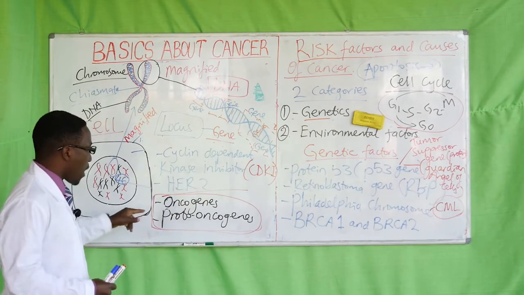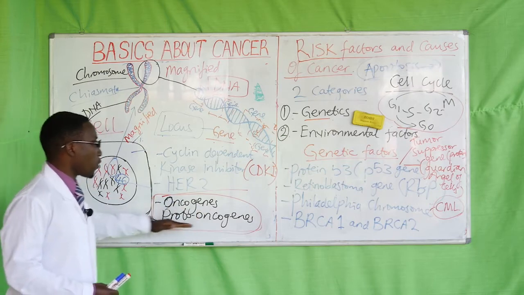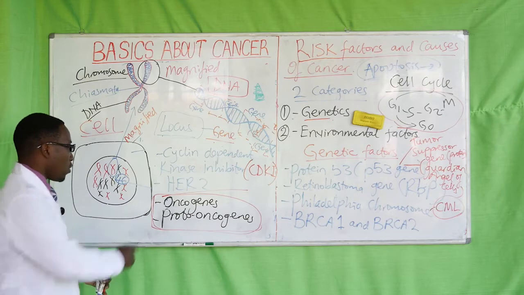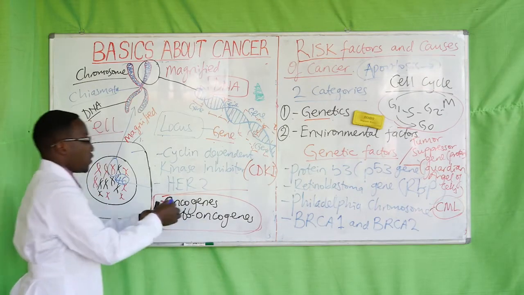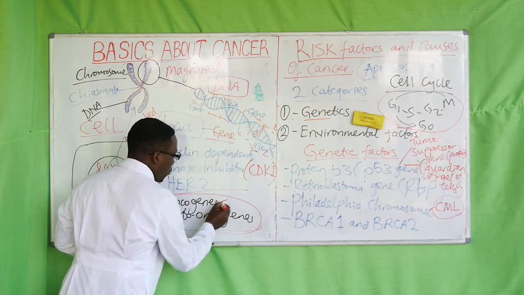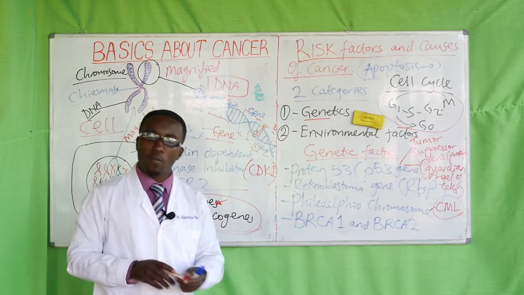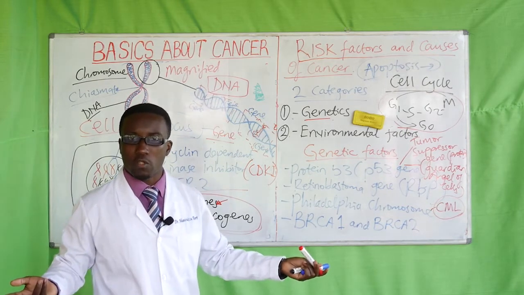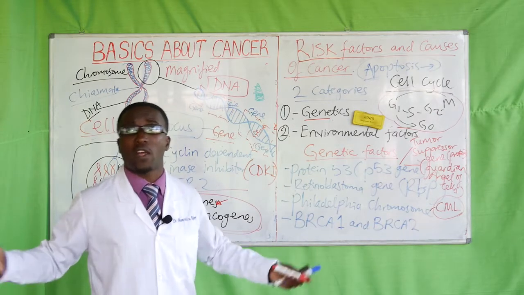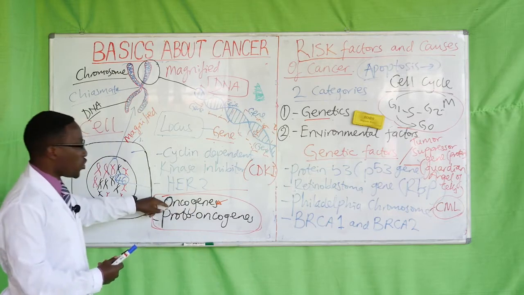Now, this takes us back to our terminologies here. We have oncogenes and proto-oncogenes. Now, let me throw more light once again on oncogenes and proto-oncogenes. Under genetics, I might be standing here, maybe when I was born with some oncogenes, when I inherited some oncogenes from my parents or other ancestors. I don't know at this point. So what does an oncogene mean?